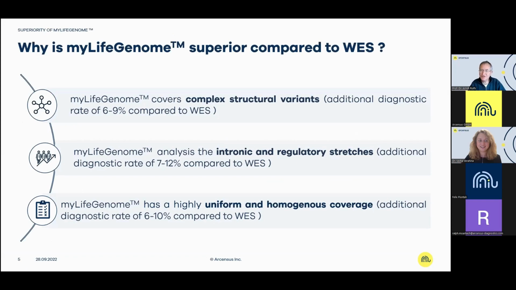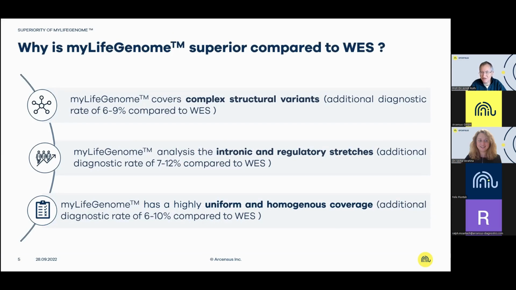Roughly 6 to 9% of whole exome negative cases can be identified and clarified because the genome covers the complex structural variants I have introduced to you. And 7 to 12%, depending on the genes, of the whole exome negative cases become positive based on intronic and regulatory variants that are pathogenic and therefore cause and explain the phenotype.